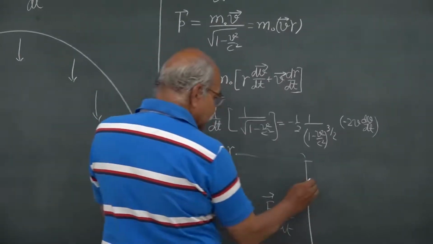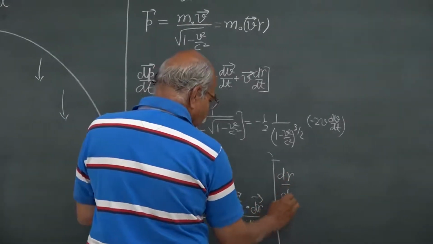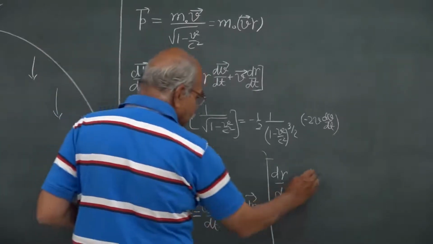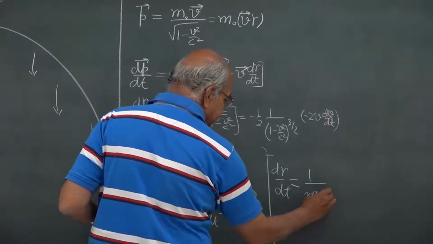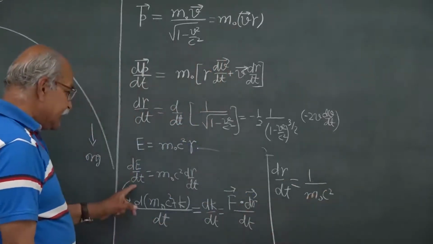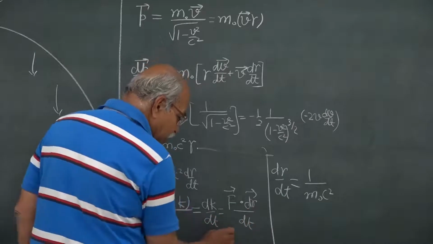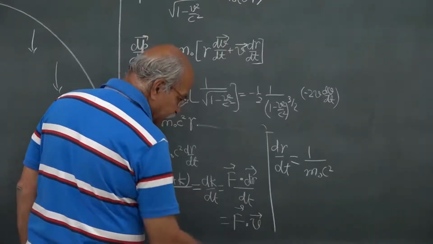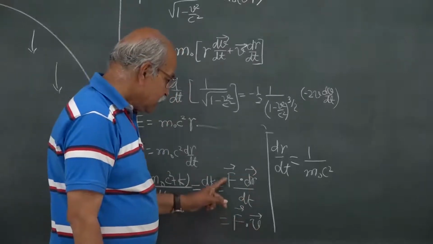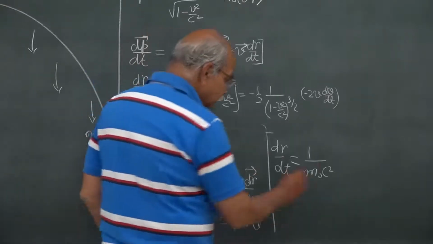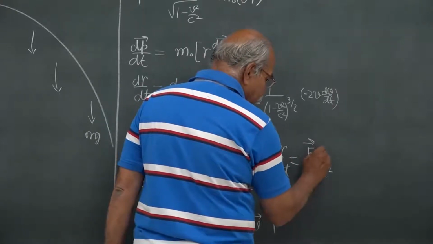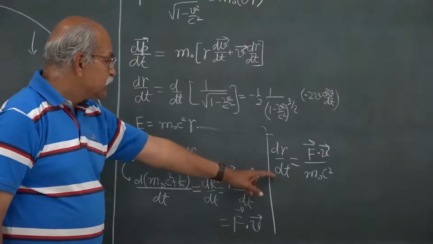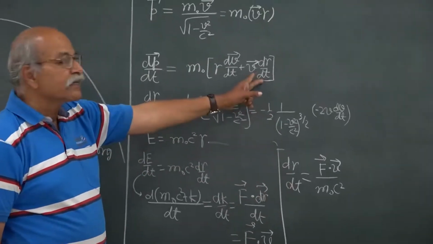From here you can write d gamma/dt is equal to 1 by m naught c square, and then dE/dt, and dE/dt you can write as F dot v, since dr/dt is v. So, F vector dot v vector, this is d gamma/dt, and that d gamma/dt let us write here.